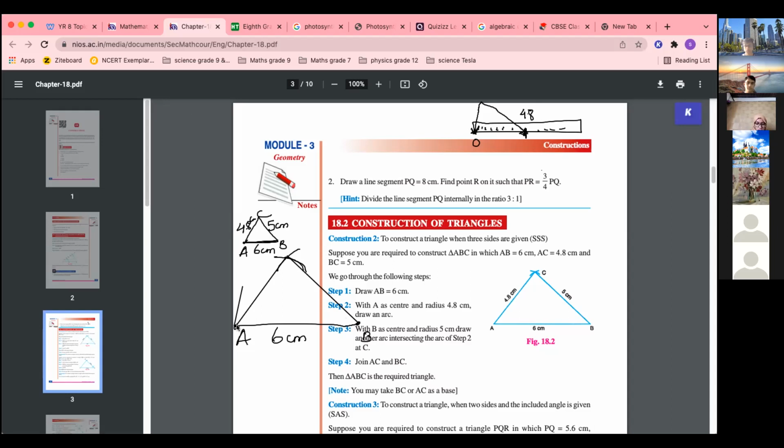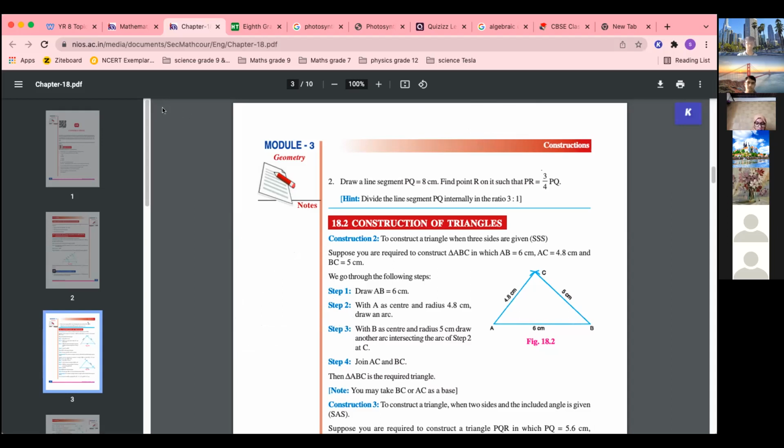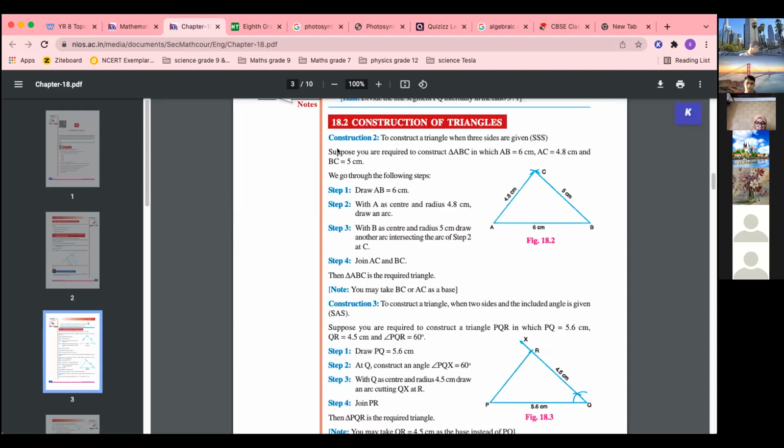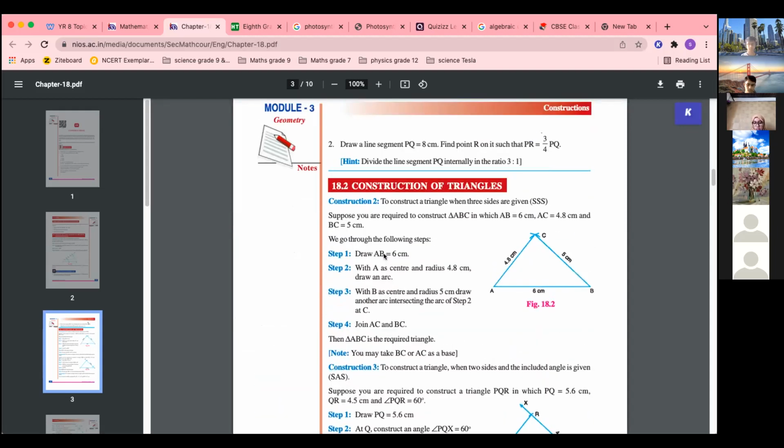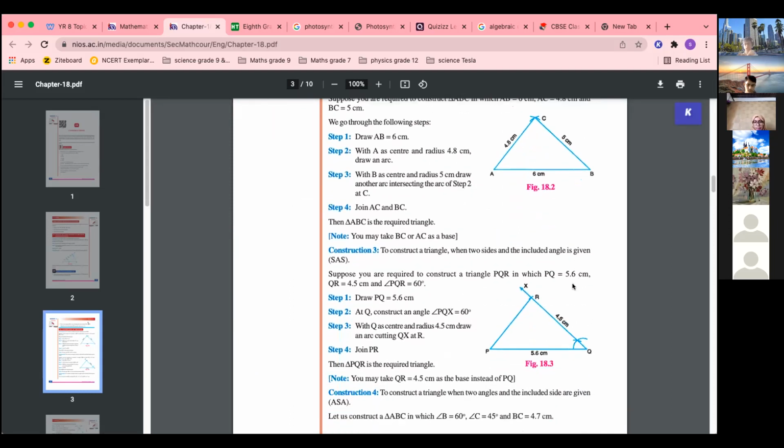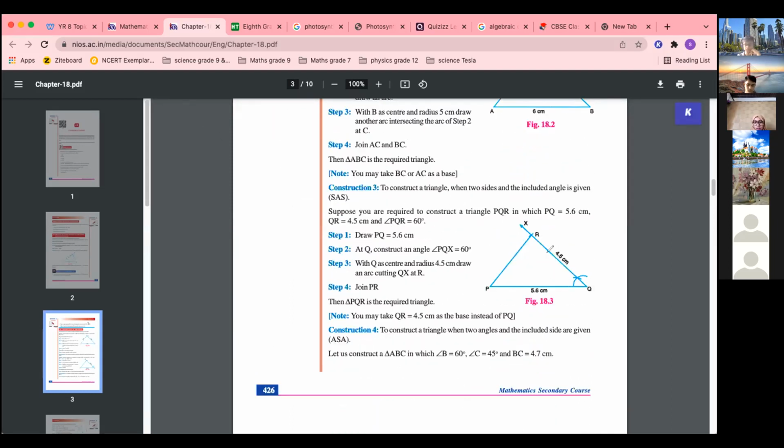Clear? Yes, ma'am. Okay. Now, second thing, see. The first option, if all three sides are given, you can draw this way. Now, suppose 2 sides are given and the included angle. That means these are the two sides and the angle in between. Included means the angle between the given sides is given. Then how will we draw? Construct a triangle when 2 sides and the included angle are given, like SAS. 2 sides and the angle in between. So, for example, this is a triangle PQR. Let us draw a rough triangle where PQ is 5.6. This is PQ.